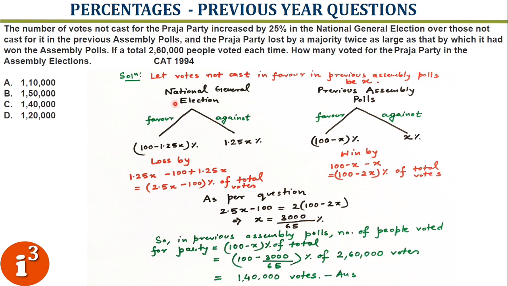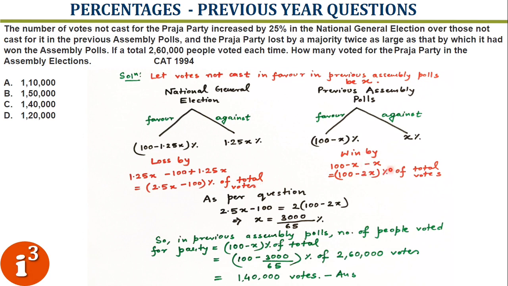In this national general election, what happened? It is given the votes not cast increased by 25%. So not cast was X%. This increased by 25%, meaning this became 1.25 of earlier, that is 1.25x. So this should be 100 minus 1.25x, because the sum of favor and against should be 100. So this is 100 minus 1.25x. But now it is given that this time it lost. So loss means against vote is more. So 1.25x minus 100 plus 1.25x, against minus favor. So this gives 2.5x minus 100% of total votes.